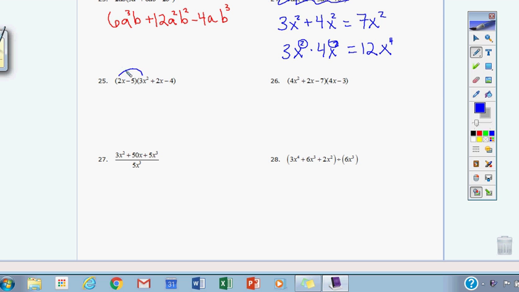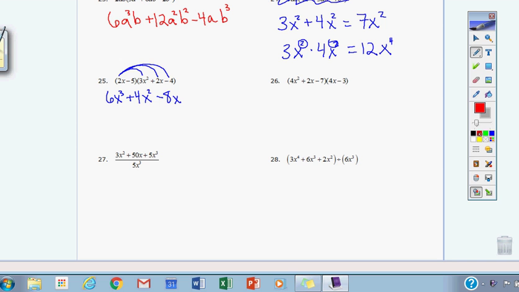So we go once and twice and 3 times. 2x times 3x squared is 6x cubed. 2x times 2x, positive 4x squared. And then 2x times negative 4, make sure you get the negative, is negative 8x.